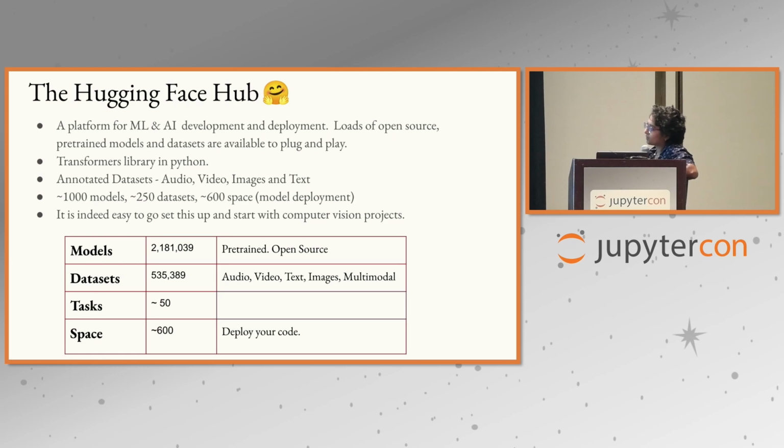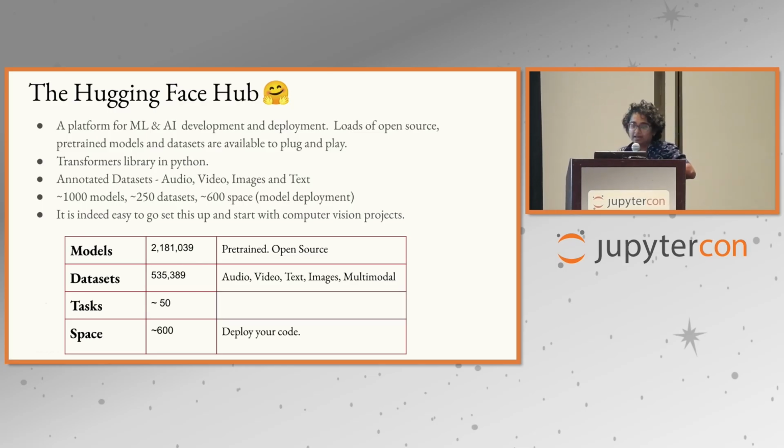If you just go to the landing page, you will see they have about 2 million models, 500,000 data sets, something called tasks and spaces. Tasks is basically the different machine learning tasks they have and the models they have to accomplish these tasks, which could be image object segmentation, image classification, text-to-image generation, etc. And Spaces is the part of the platform where you can deploy your code. If I do a search with the word transformer on Hugging Face, I end up with 1,000 models, 250 data sets.